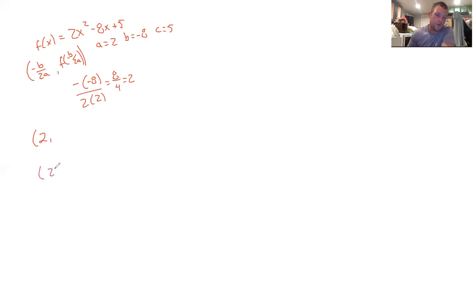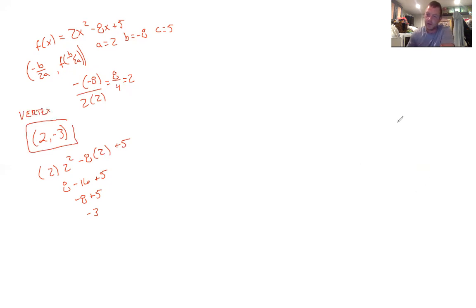Then I just plug it in. Okay, so 2 times 2 squared minus 8 times 2 plus 5. So that would be 4, 8 minus 16 plus 5. That would be 8 minus 16 is -8 plus 5 is -3. Okay, so my vertex is 2, -3. Okay, so that's 1 point on the graph. So I'm going to go ahead and start my graph. 2, -3. Right 2, down 3.